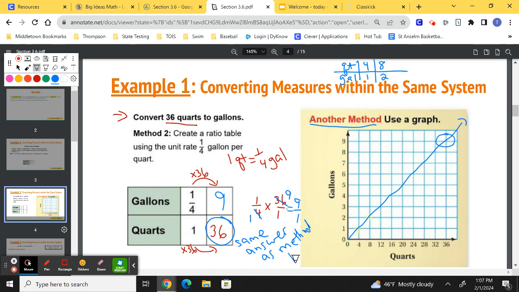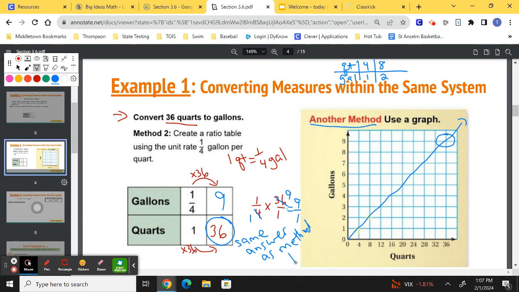What do you mean no? Oh, wait, am I? Right there. So that's another way to use it, okay? All right, everyone good? All right, let's go to example 2.